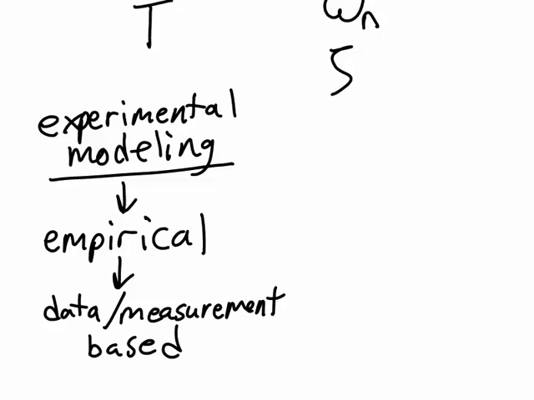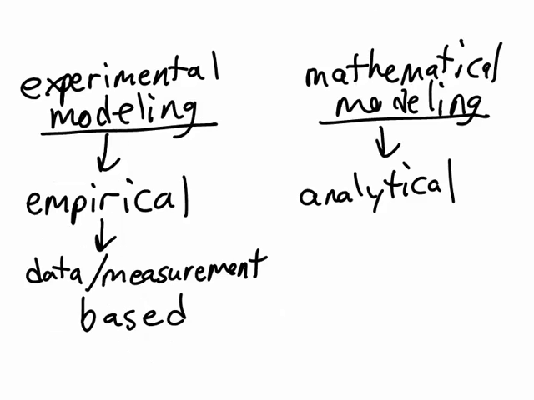This type of modeling is known as analytical. Analytical modeling isn't based on an experiment. It is based on mathematical derivations. These mathematical derivations are based upon things that we refer to as first principles, such as Newton's laws or Kirchhoff's laws or the laws of thermodynamics. We start with these basic principles and derive equations to model the system.